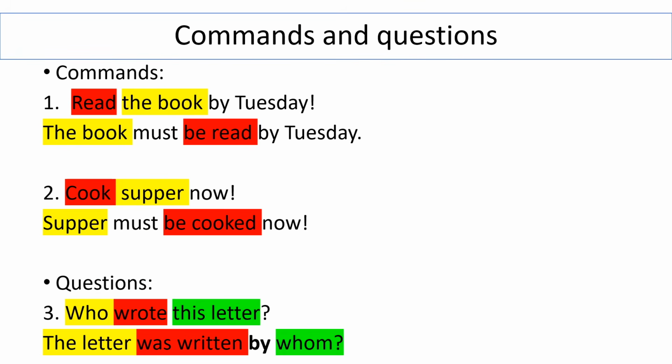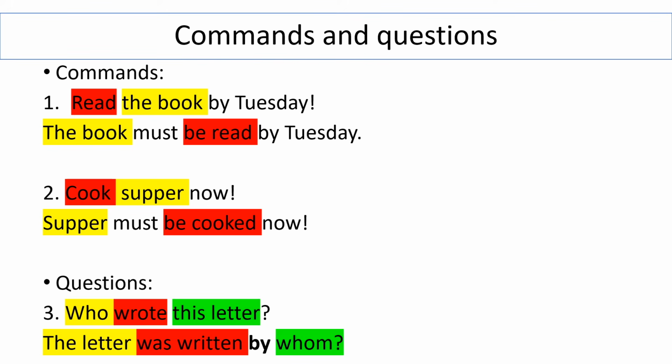Commands and questions. Commands. When changing an active command to a passive command, always remember to use the same punctuation and the verbs that are associated with a command. Let's look at an example. Number 1, read the book by Tuesday. Step 1, read is the verb in the sentence. The book is the subject, read is the verb, but do we have an object? Can it be Tuesday? No. Therefore, in this sentence, we do not have an object.